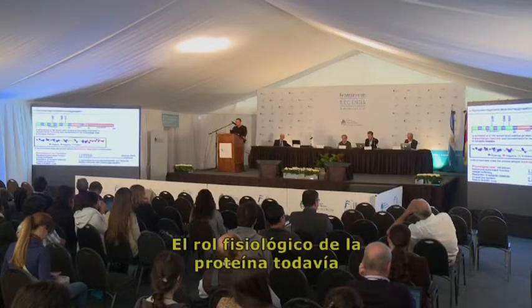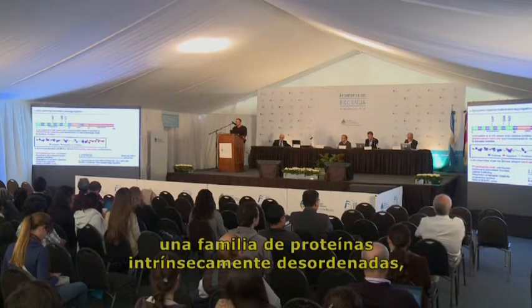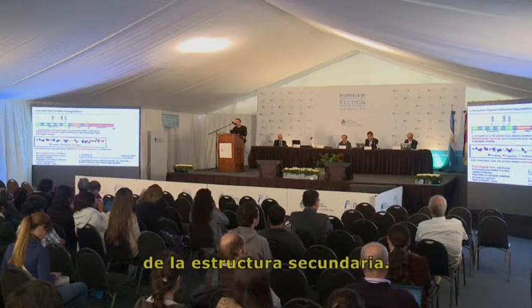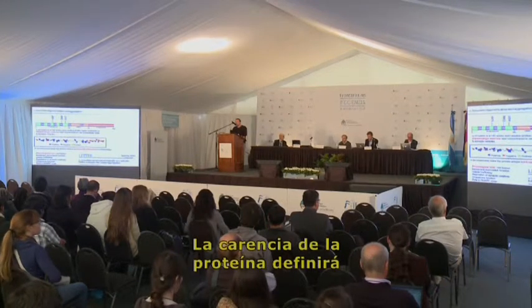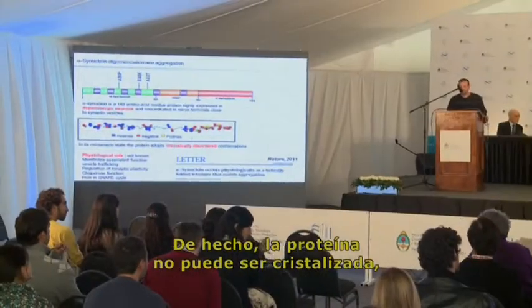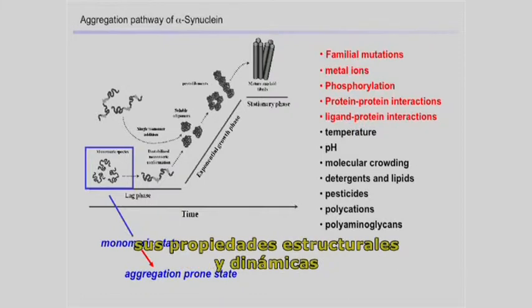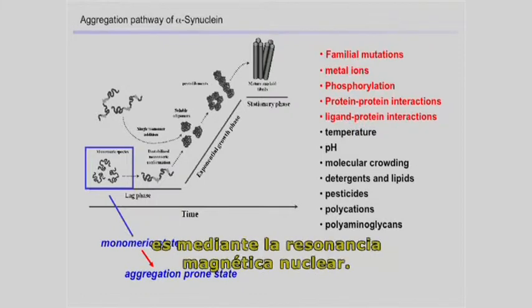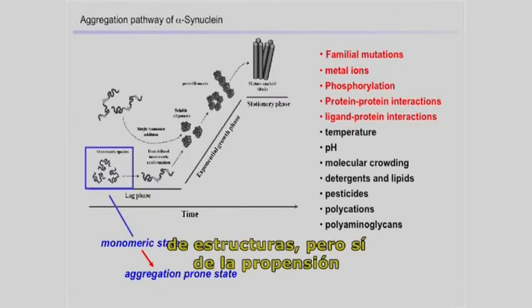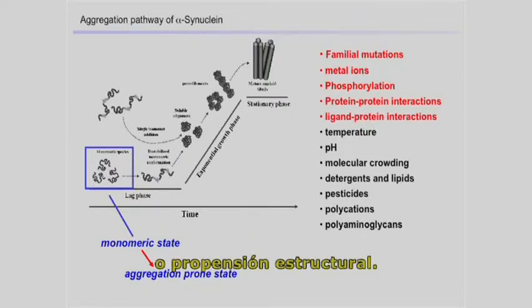The physiological role of the protein is not well understood yet, and the protein belongs to the family of intrinsically disordered proteins. It means that the protein lacks rigid elements of secondary structure, and lacks well-defined tertiary long-range contacts. And indeed, the protein cannot be crystallized. So the only source for studying the structural and dynamic properties of the protein is nuclear magnetic resonance. In this kind of protein, we cannot talk about structure, but we talk about the propensity to adopt some kind of structure, or a structural propensity.